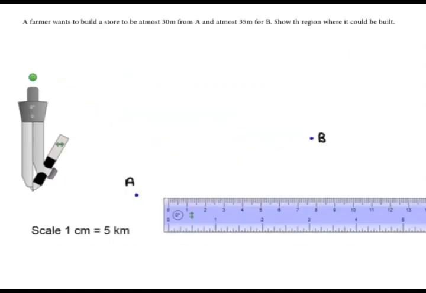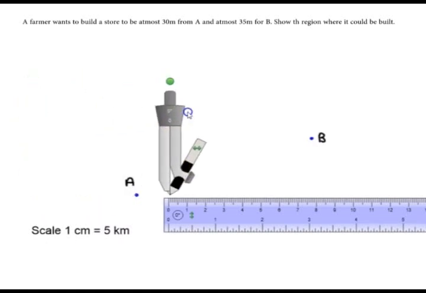Another example: a farmer wants to build a store to be at most 30 meters from A and at most 35 meters from B. Show the region where it could be built. From the scale, 30 meters will be 6 centimeters on the ruler. We measure that 6 centimeters.